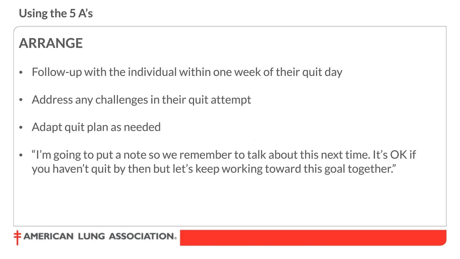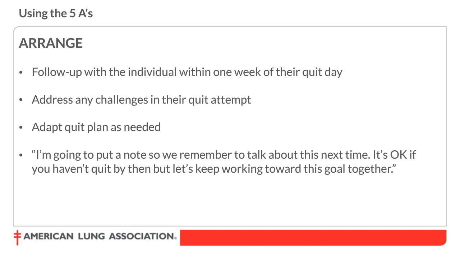The last step in the 5 A's is to arrange. You want to follow up with the individual within 1 week of their quit day. You can do that by phone, email, or in person. You want to address any challenges in their quit attempt and adapt their quit plan as needed. You want to assess whether the method of treatment is being effective and address any challenges they may have.